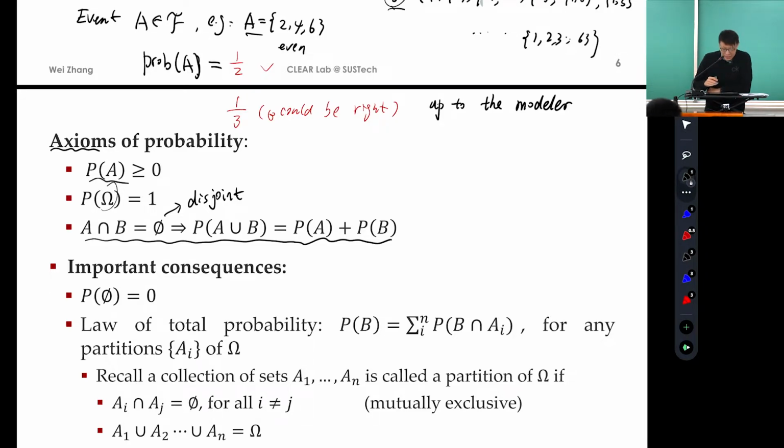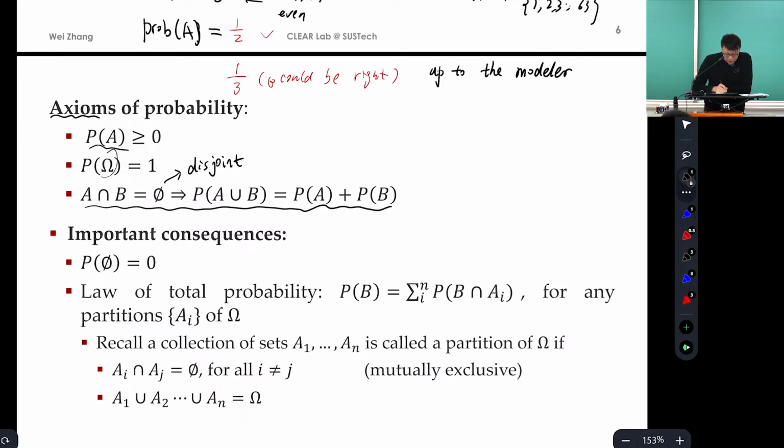You should be able to derive almost everything from these three axioms. Let's do an exercise. What do you think of this one? Probability of the empty set is 0. It's not one of the axioms, but given the axioms, I can derive this, right?